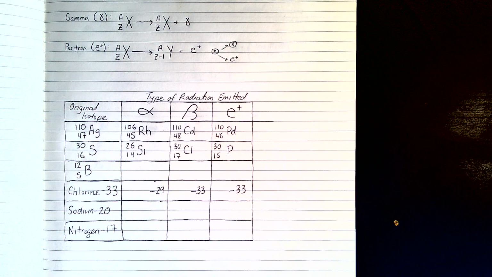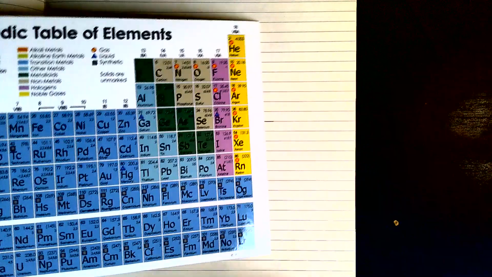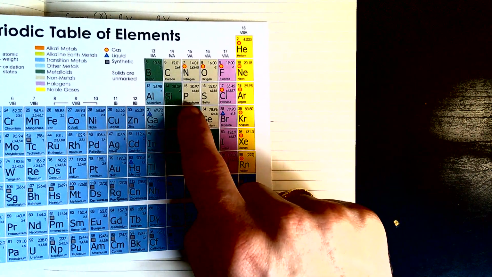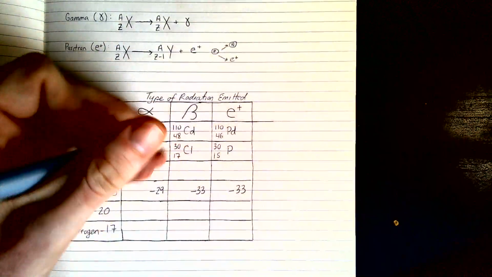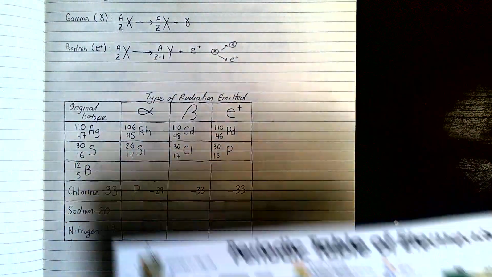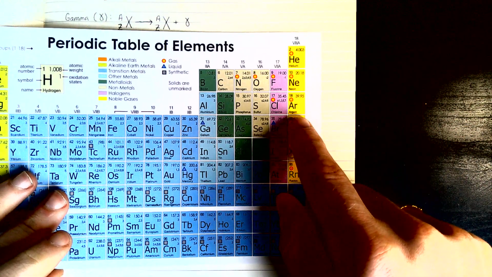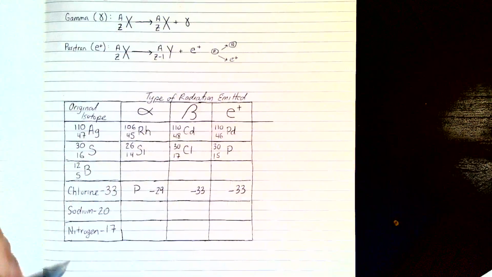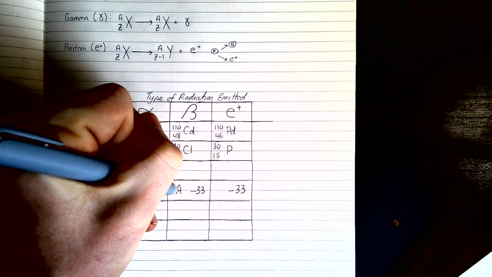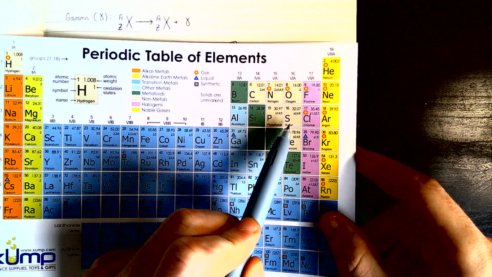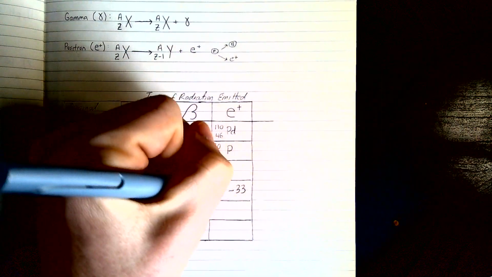And now we're going to start with chlorine. With alpha radiation, go down by 2, becomes phosphorus. Beta radiation, number of protons increases by 1, we get argon. And positron decreases by 1, sulfur.